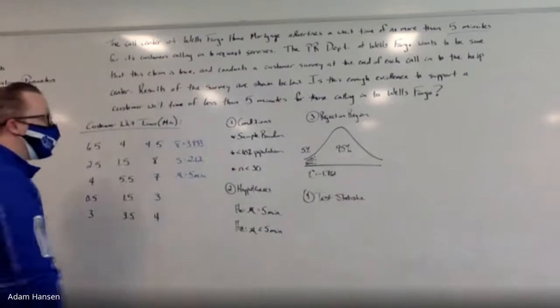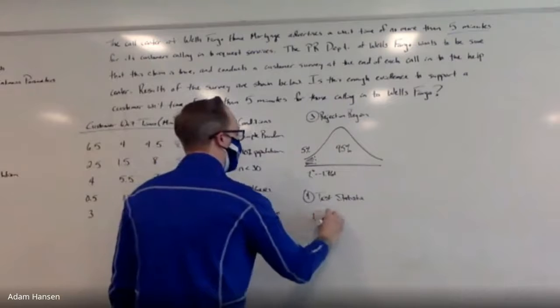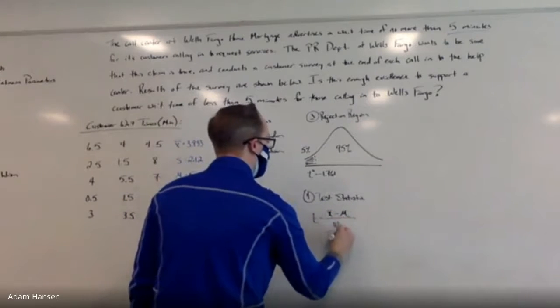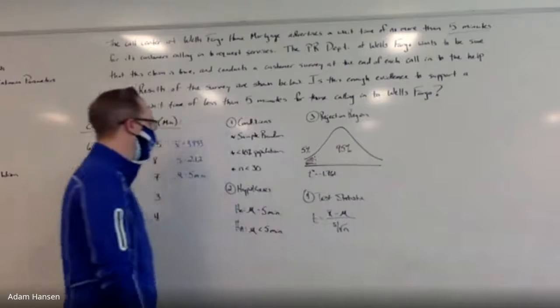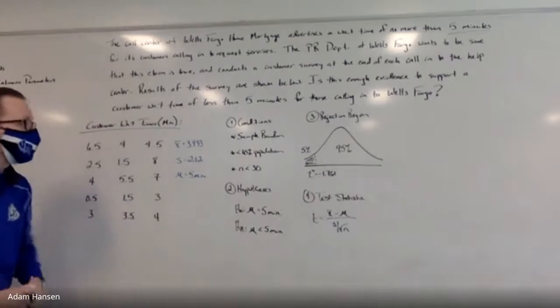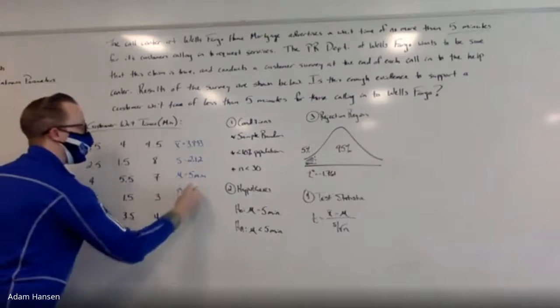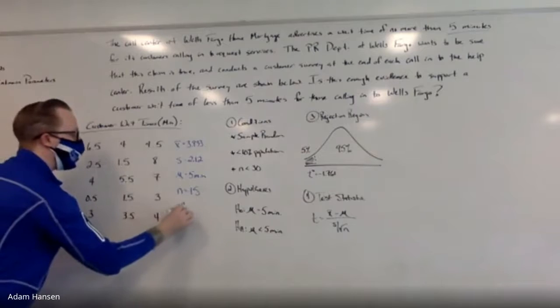Test statistic would be t equals x bar minus mu divided by s over the square root of n. I guess I didn't write n down before. How many data points were in the sample? 15, which is why I had 14 degrees of freedom.